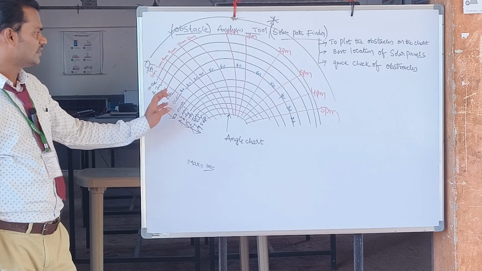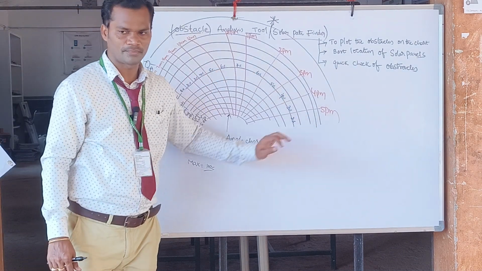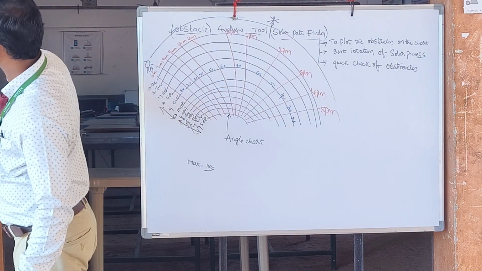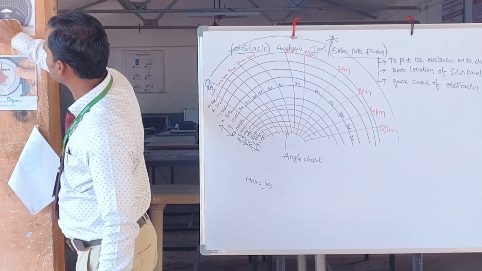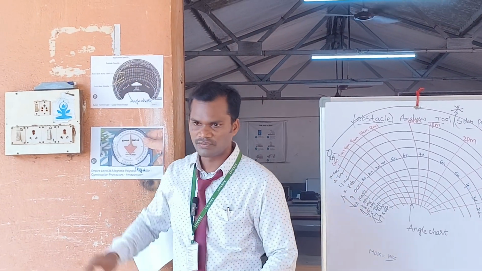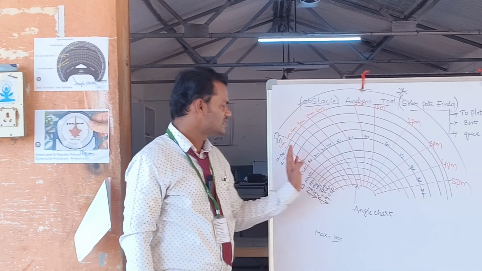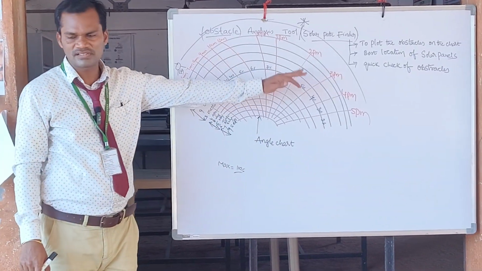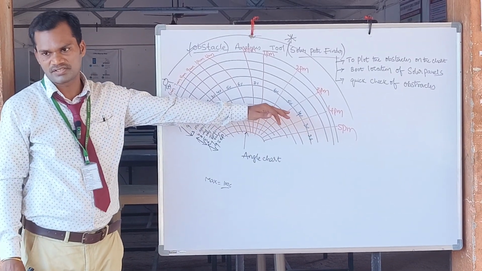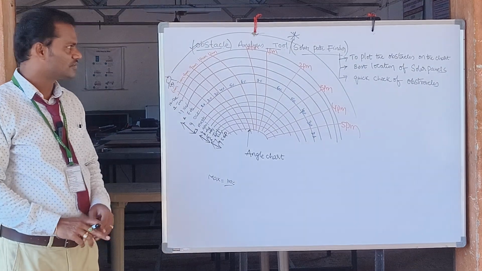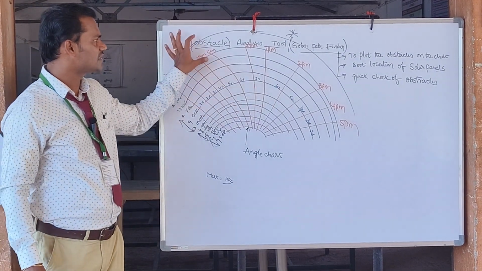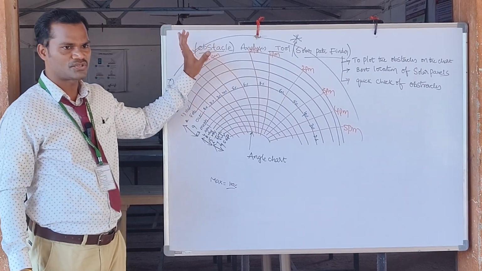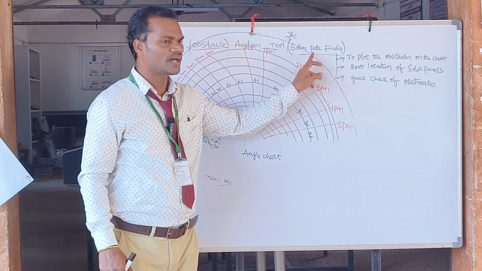So like this you can see the percentage for all the months. Here you can see that representation. These are drawn only for the October month. Similarly, it will be there for all 12 months, and it will be expressed in percentages. Now we started analyzing this obstacle analysis tool. Technically it is called a solar pathfinder.